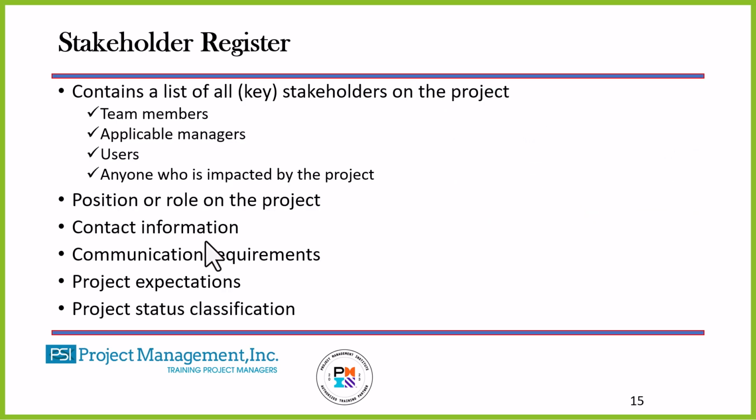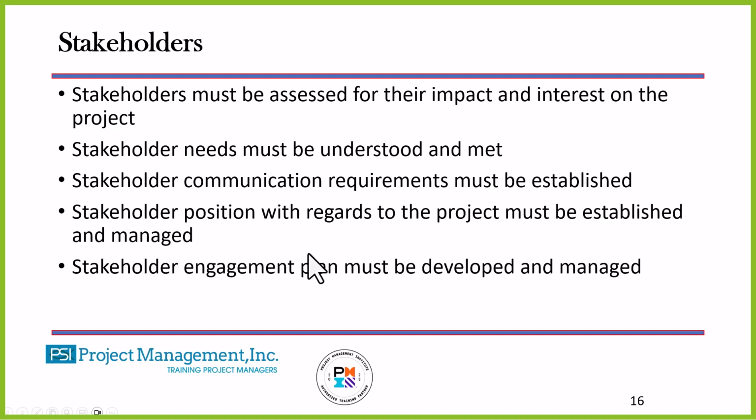So this contains a list of all key stakeholders. It may have and should have their position or their role as it relates to the project. Maybe contact information, could have communication requirements, project expectations, it should have. And then we're going to classify our stakeholders relative to their importance on the project. We have to assess them. We have to understand our stakeholders. We have to understand their needs. We also have to understand the communication requirements.